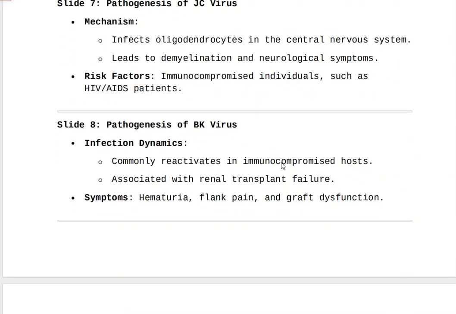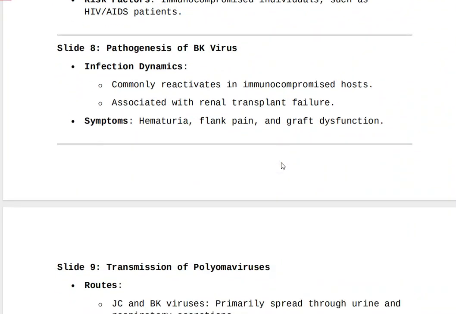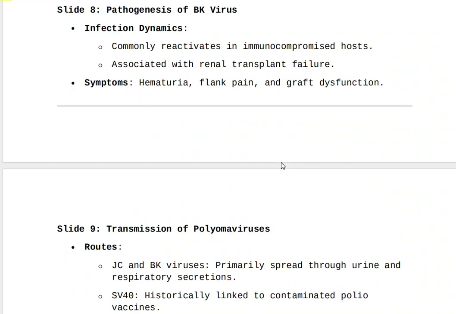Pathogenesis. So they infect oligodendrocytes in the nervous system, the CNS, that leads to demyelination and other neurological symptoms. Individuals who are at risk are immunocompromised people, especially those who have HIV or AIDS. Usually they reactivate in people who are immunocompromised, and this is also associated with people who have received a renal transplant but failed.